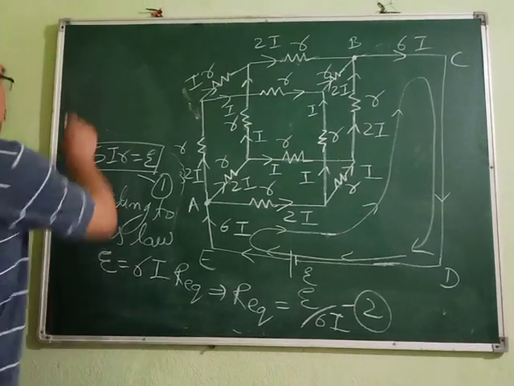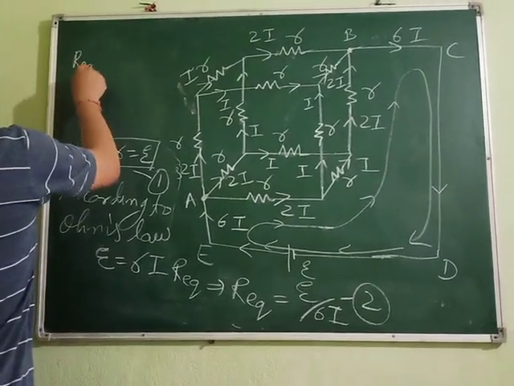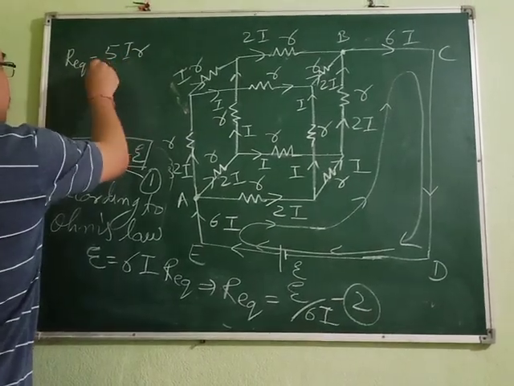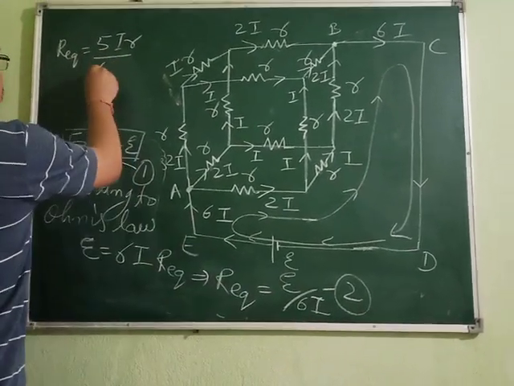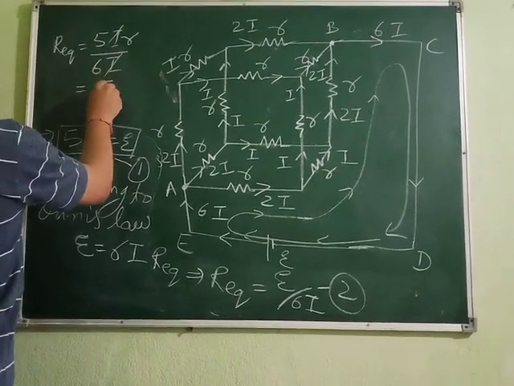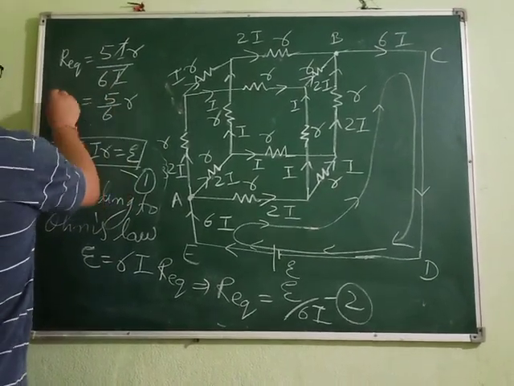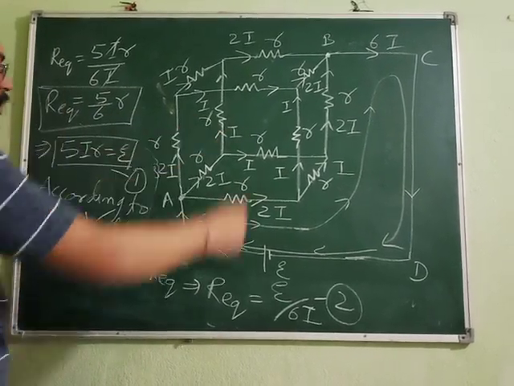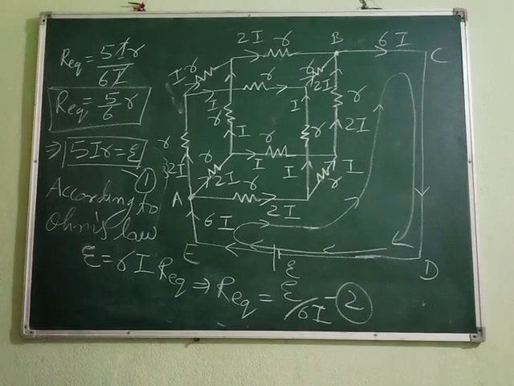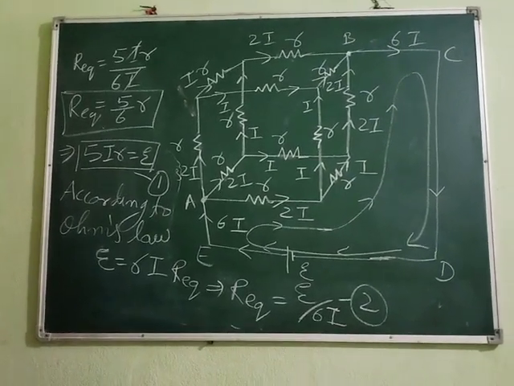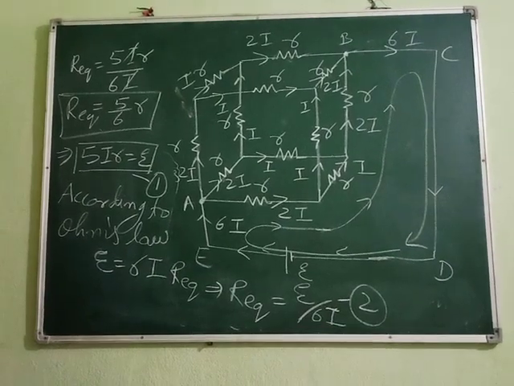For your convenience. So R equivalent is equal to E, which is how much? 5IR. And in the denominator we have 6I. So I gets cancelled. What we get? 5 by 6R. That is R equivalent. So whatever is the resistance of one resistor, 5 by 6 of that will be the equivalent resistance of this combination. At first appearance, it appears to be very tough, no?